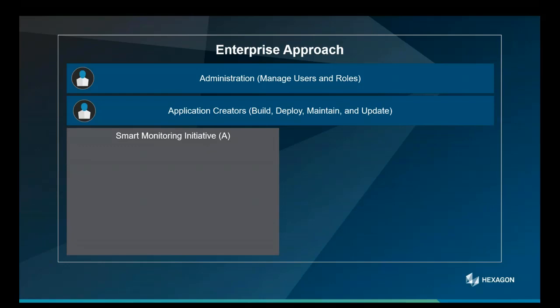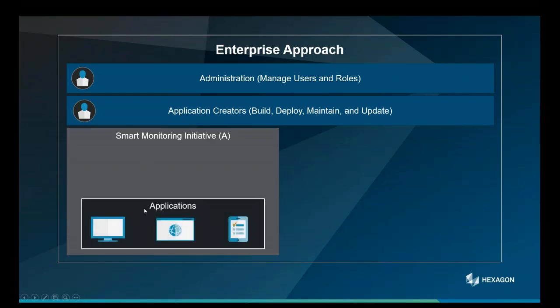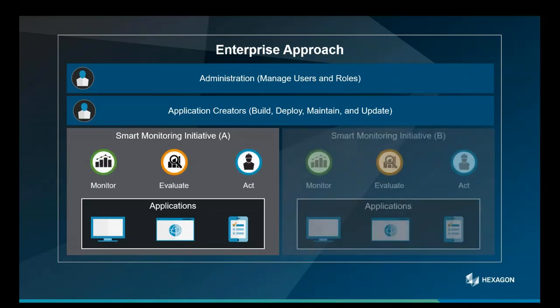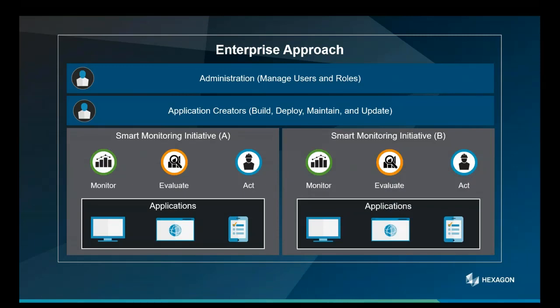As with most projects, multiple initiatives tend to run in parallel, and hence there needs to be a way to manage these in a logical collective fashion. So here we have Initiative A, and Initiative A can be made up of multiple applications. And those applications can then be used to monitor, evaluate, and act. But of course, you can create multiple initiatives and have those running simultaneously. And of course, your users can cross these boundaries without any problems whatsoever. This is truly an enterprise approach for managing all of your geospatial projects.